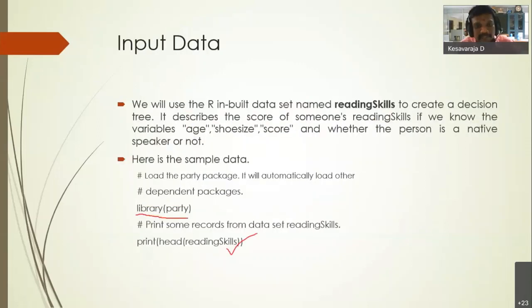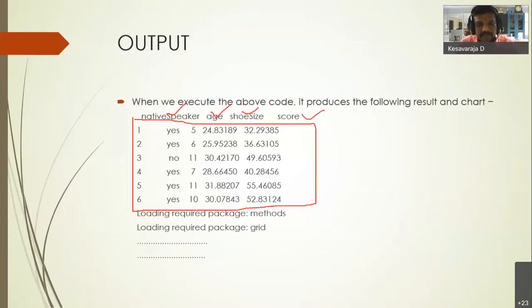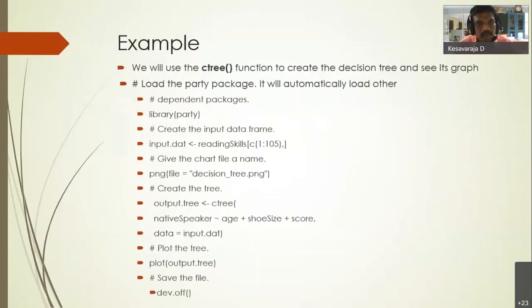So I am reading the package, library party, print head of readingSkills. I am reading the entire data from the party package into the variable called readingSkills. It is a classification: whether he is a native speaker or not based on age, shoe size as well as score. So I'm printing a decision tree. Library party, input.dat is a variable, readingSkills rows 1 to 105. I'm taking just the first 105 rows of data.